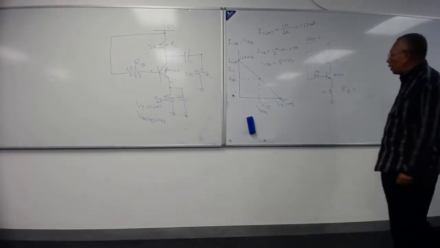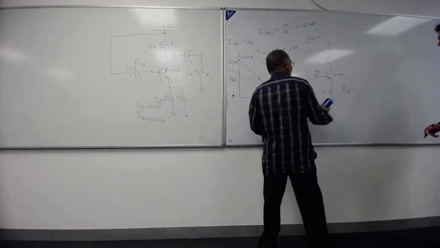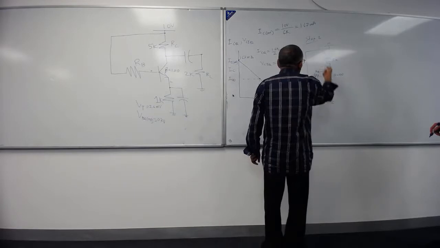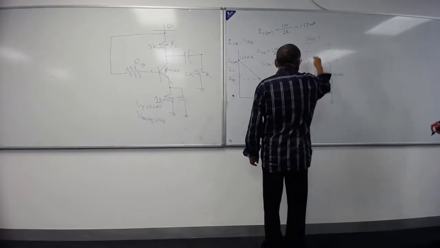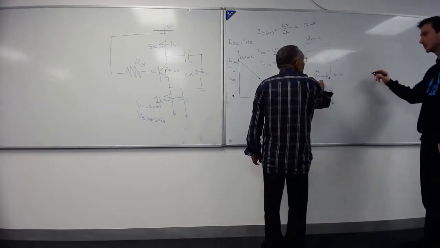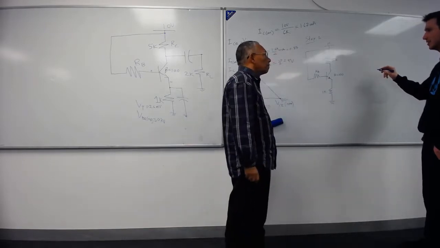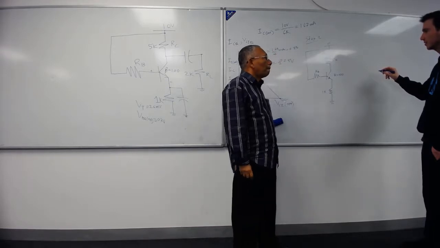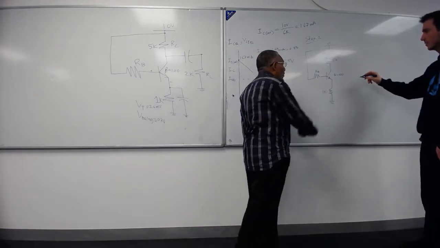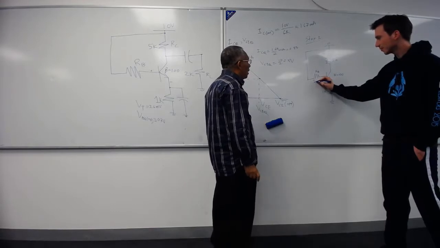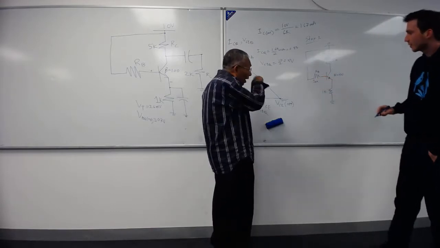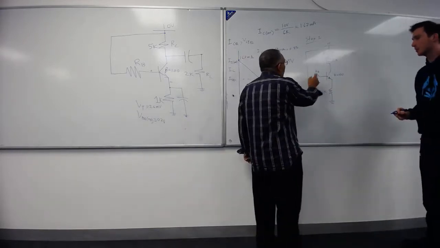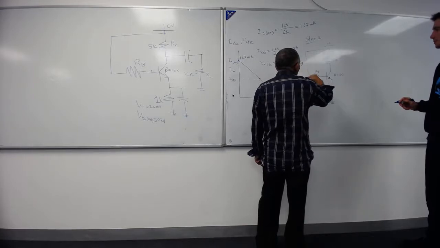So the best way to do this is not to write like this. Write the Kirchhoff's voltage law all the way from here. Write the KVL: 10 volt equals... What is the current flowing here? IBQ. Okay, write down here IBQ and show the direction. So that's your IBQ. So write the KVL from here all the way down.